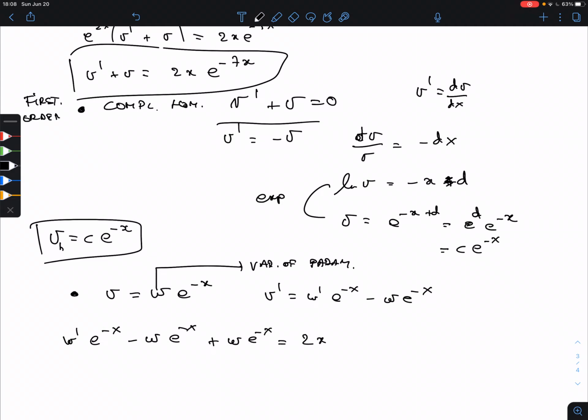What's happening? These terms cancel, and that has to happen, because what we are left with is an integral, really. So what is the integral here? W prime is equal to 2x e to the minus 7x, and then this becomes an e to the x, so e to the minus 6x. So w is the integral of 2x e to the minus 6x dx. This one I can do on the side by integration by parts.